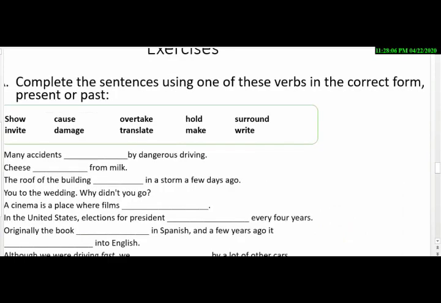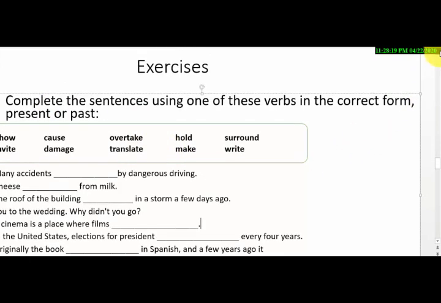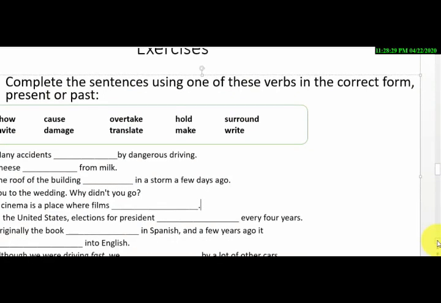Here you will do these exercises when you understand. Complete these sentences using one of these verbs in the correct form, present or past.